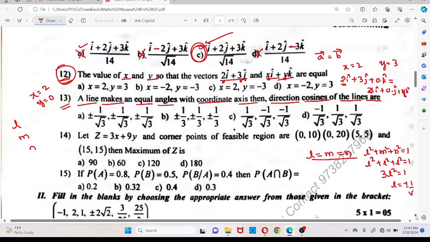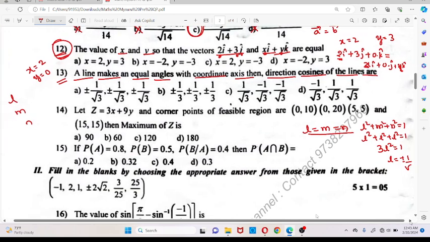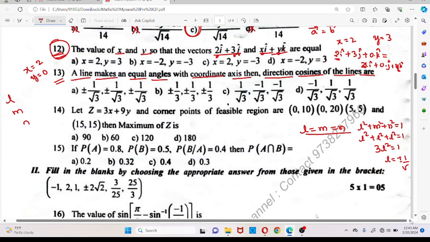So here my answer is plus or minus 1 by root 3. So L value is plus or minus 1 by root 3, M value is also plus or minus 1 by root 3, and N is also plus or minus 1 by root 3. Therefore option A is the right answer.